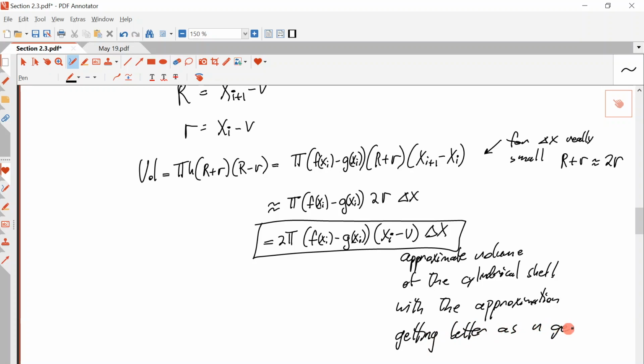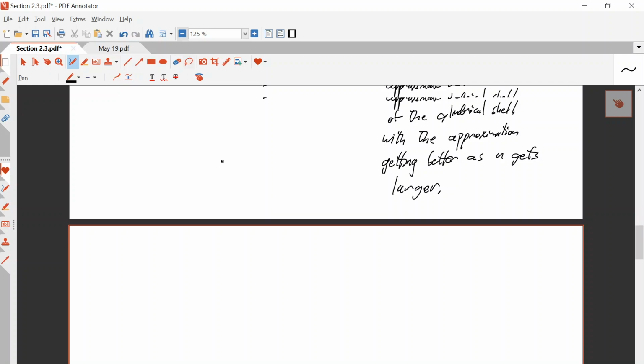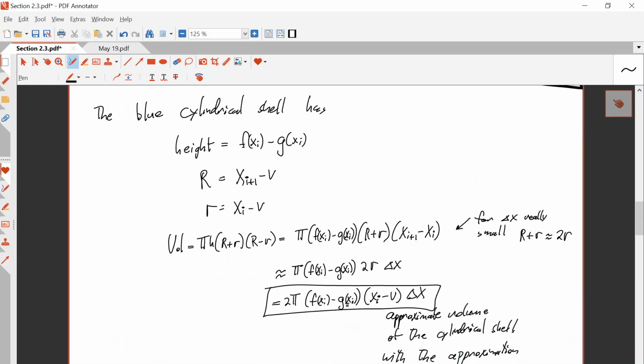As n gets larger. Okay, so now the sum. All right, so that's one shell. That's that blue shell we have shown here. And that's the approximate volume of that shell in terms of f, g, and x.